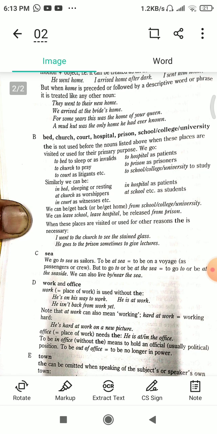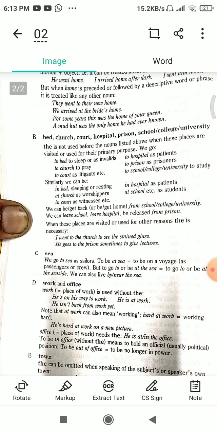Note that at work can also mean working. Hard at work, it means working hard. He is hard at work on a new picture. Similarly, office, place of work, needs the: he is at or in the office. To be in office without the means to hold an official, usually political position. To be out of office, it means to be no longer in power.